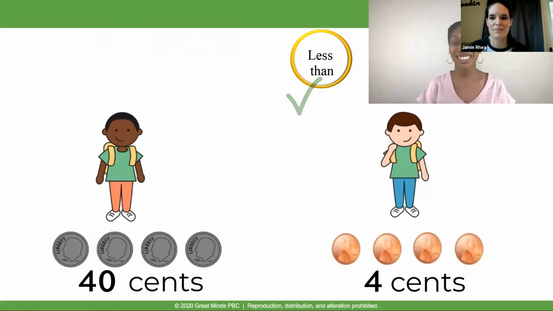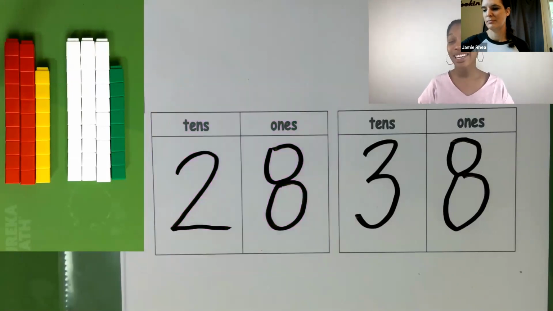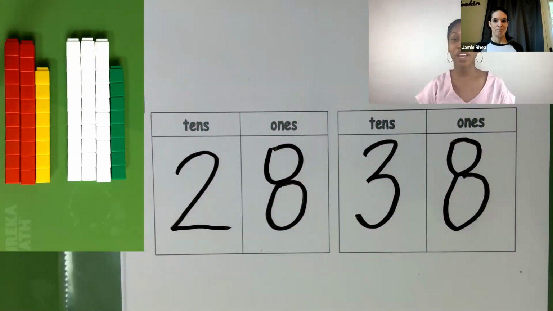Great work, mathematicians. Right now, I am showing the numbers 28 and 38 with my linking cubes and my place value chart. Take a moment to think. Which number is greater? 28 or 38? What do you think? I want you to strike a pose if you think 28 is greater, or touch your head if you think 38 is greater. Go ahead and do that now. I'm going to touch my head because I think 38 is greater.